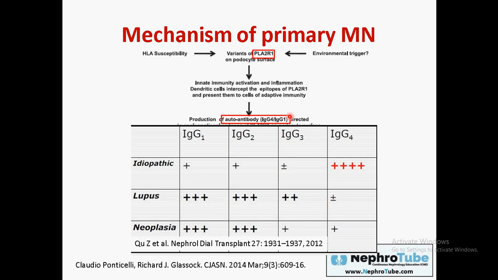One important point is the subclass of IgG in primary membranous nephropathy. Actually, we now call it primary membranous nephropathy, not idiopathic membranous nephropathy, because we already know the native antigens on the podocytes. So in primary membranous nephropathy, the main subclass of IgG is IgG4.